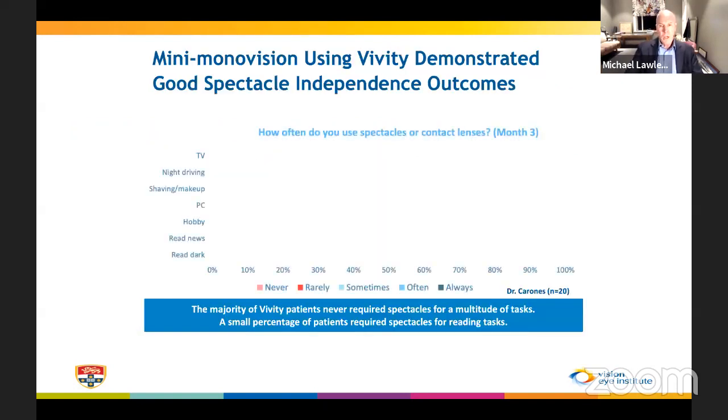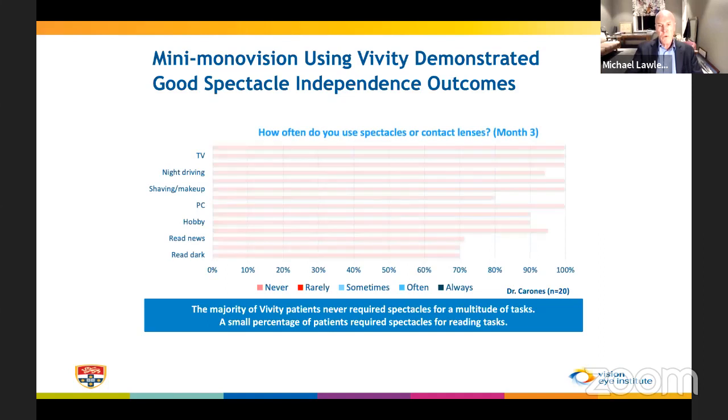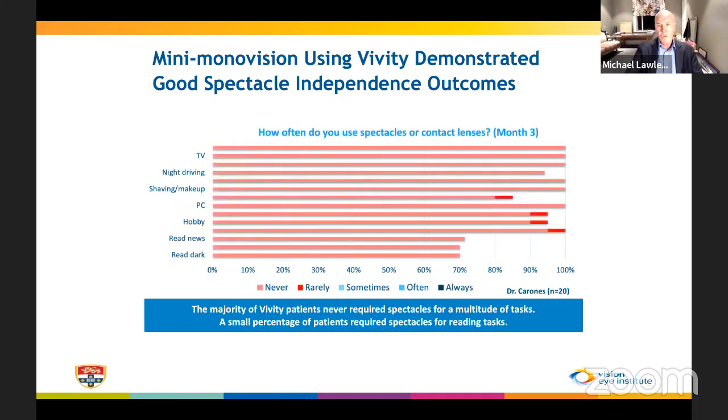Now I'm indebted to Francesco Carones, who many of you would know, a terrific Italian doctor from Milan, for this slide. And what it shows is the good and bad of Vivity. Now this is where he's got 20 eyes, bilaterally implanted, plano in one eye, -0.5 in the non-dominant eye. And this is their degree of spectacle independence. The black areas are where they're not free of glasses. And so if you see, for reading in the dark, about 30% of patients have to wear glasses.